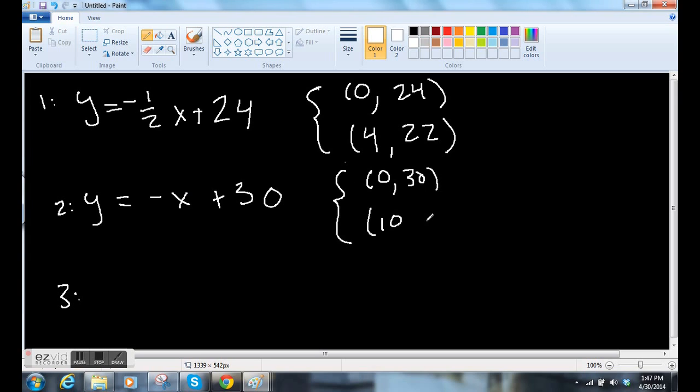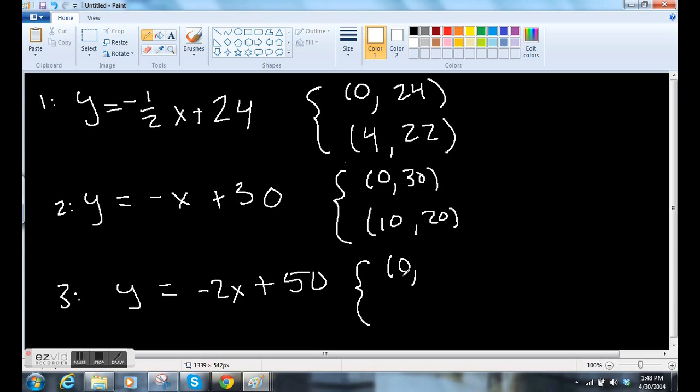So now negative 10 plus 30, 20. It's easy to graph. Just think in your mind, what is going to be the easiest for me to graph? Make your life easy. When is your life easy? It's never easy. Okay. Third equation here, if we let x equal 0, y is 50, and I'm going to let x equal 5, because then 5 times negative 2 is negative 10, so that's 40.